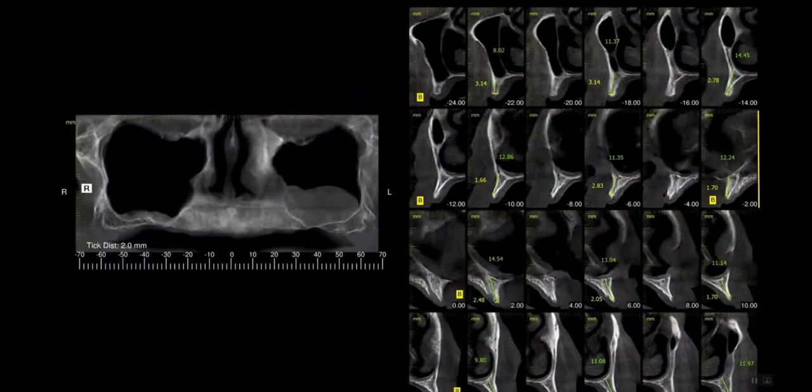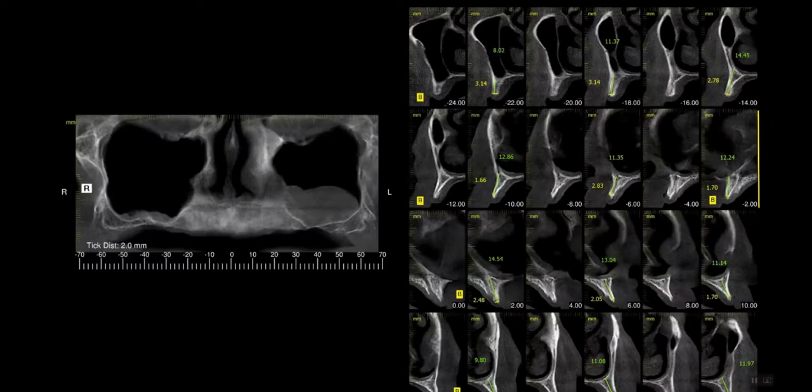So I want to conclude with the last case here. A patient that refuses to do any sinus augmentation. Why? He has a neighbor that had infection. He doesn't want to hear about sinus augmentation. Is there anything we can do for that patient?